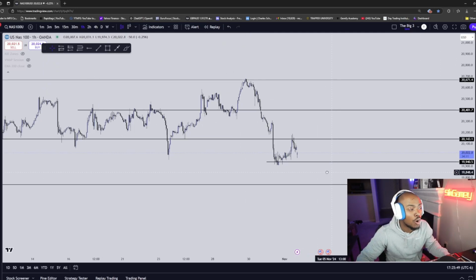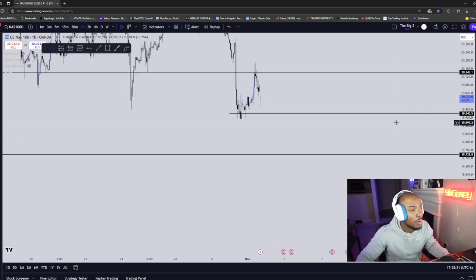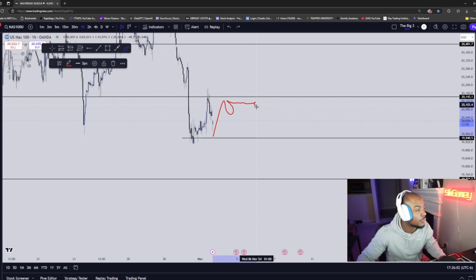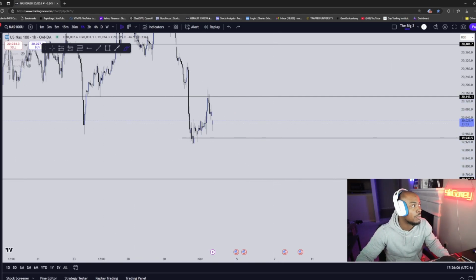But overall, my bias, which I try not to have, for the Nasdaq or YN is that we are going to see maybe something along these lines right here, where we get a push, maybe some consolidation, and then a continuation down. That's what I'm expecting to happen, but you never know.